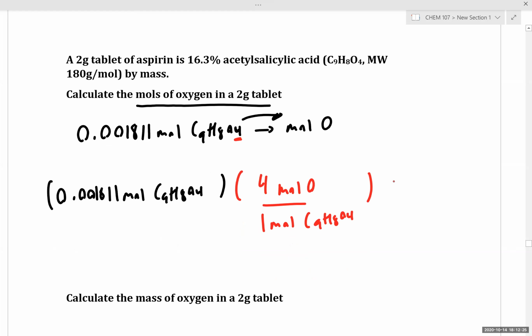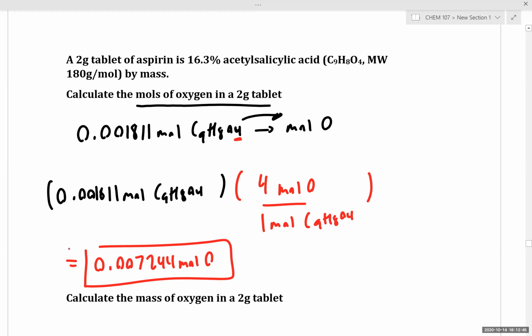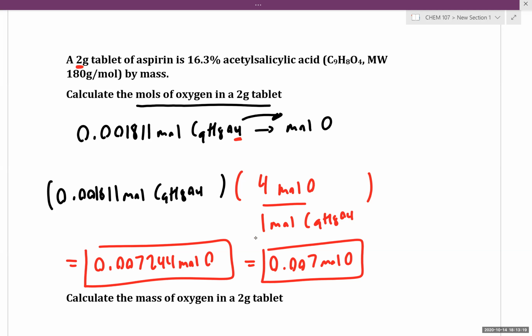So punching this into our calculator, we have 0.001811 times 4, and that gives us 0.007244 moles of oxygen. And we could round this based on our sig fig rules to one significant figure because our original input had one significant figure. Does this example make sense? Does this make sense to everyone so far? Any questions so far on this example?